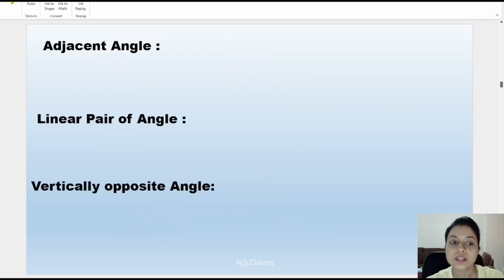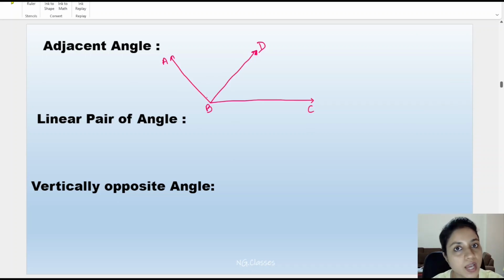Now let's see adjacent angle, linear pair of angle and vertically opposite angle one by one. So let's start with adjacent angle. If two angles are very next to each other, such angles are known as adjacent angles. So if we are having two angles like angle ABD, let's say it's X, and angle DBC, let's say it's Y, then angle X and angle Y are adjacent angles. These two angles are very next to each other.